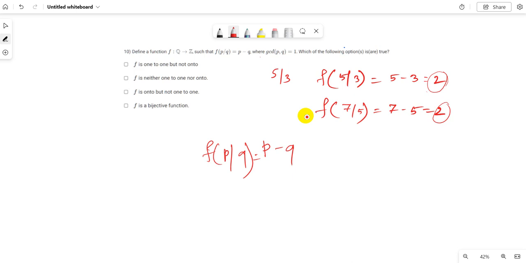So our right option is f is onto but not 1-1. So that's all.